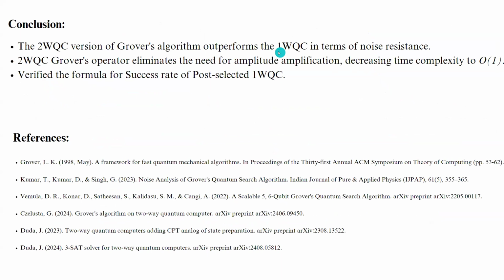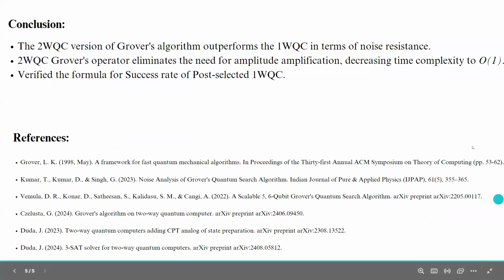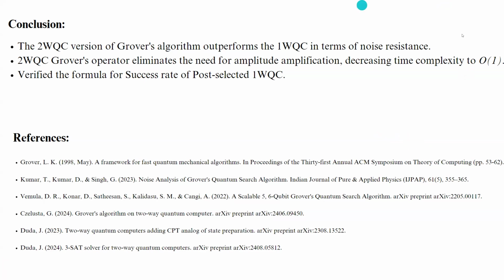So moving forward, for the conclusion, we can say that the 2WQC version of Grover's algorithm outperforms the 1WQC in terms of noise resistance. It's quite evident by looking at the plots. And the 2WQC Grover's operator also eliminates the need for the diffusion operator and the amplitude amplification, which results in decreasing the time complexity from order of root n to order of 1. In the end, we also verified the formula for the success rate of post-selected 1WQC, and these are the references. So that was what we did. Thank you.